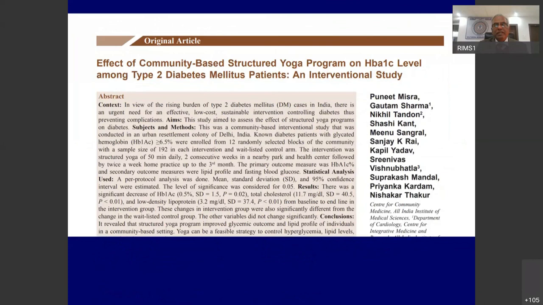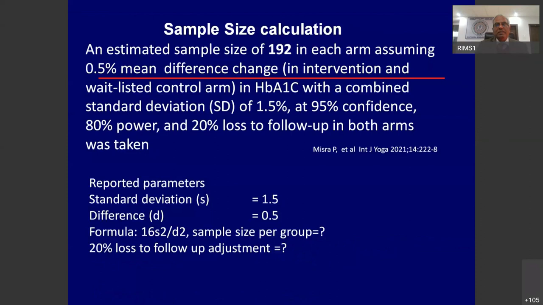Then we will take another example, same which I was talking about. And you know that they estimated sample size with mean difference of 0.5% and standard deviation of 1.5%. So let us see with our calculation, 16s square by d square, what is the sample size per group? And please adjust for 20% loss to follow up. Anybody who gets the answer first, please.